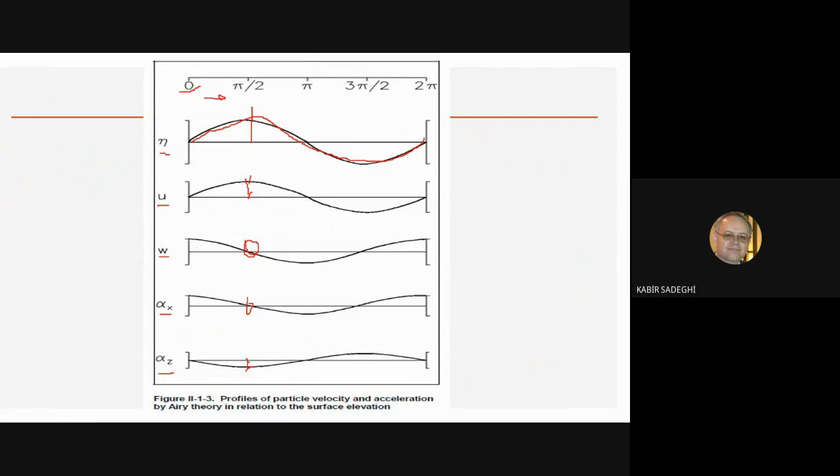Actually, when you see the relation between horizontal velocity in X direction, and also this is in X direction, acceleration in the X direction, when this is maximum, the other one is zero. This is zero.